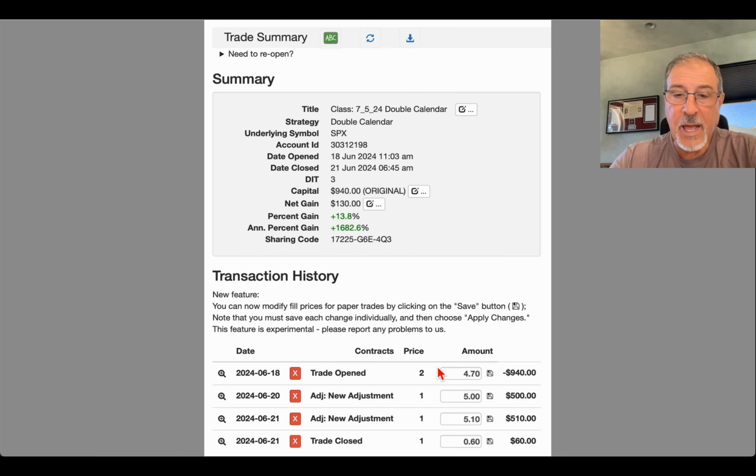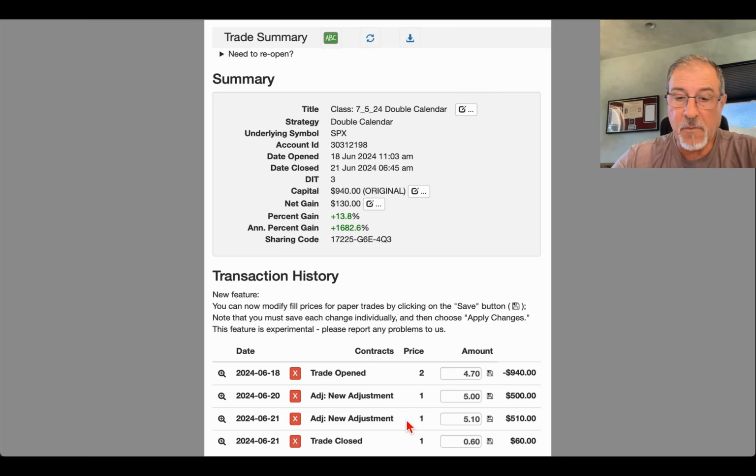Here's a complete rundown on that trade. I know I said I opened it for 440. I actually paid a little higher. I paid 470 for it. Then I had one minor adjustment on the first trading day it was open because the market was closed on the 19th, and that was rolling that one leg down.